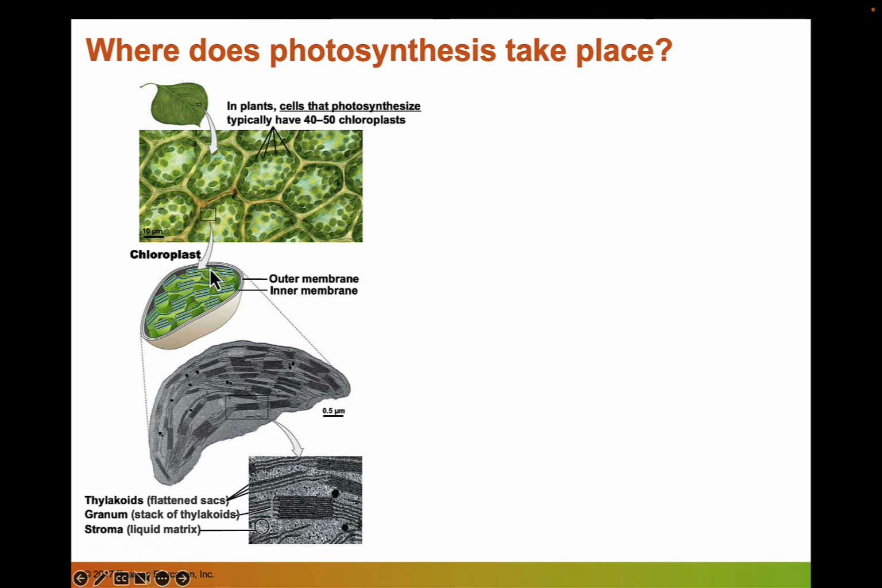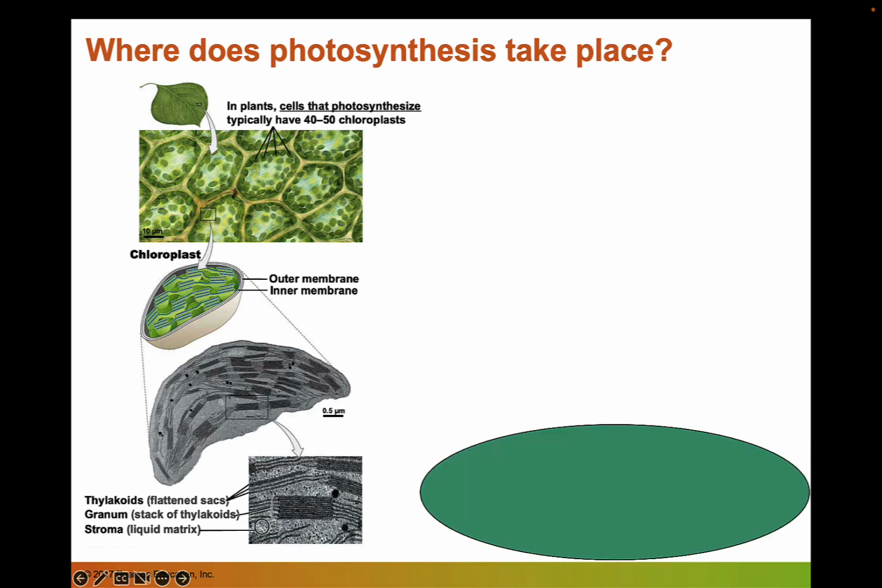And the chloroplasts have an outer membrane as well as an inner membrane. And then they have these structures on the inside, okay? And so I'm going to break these apart in a little cartoon. So here's our chloroplast. And inside the chloroplast, we have these flattened structures that we call thylakoids. So this is our flattened structure. And the inside of a thylakoid, we refer to that as the lumen.